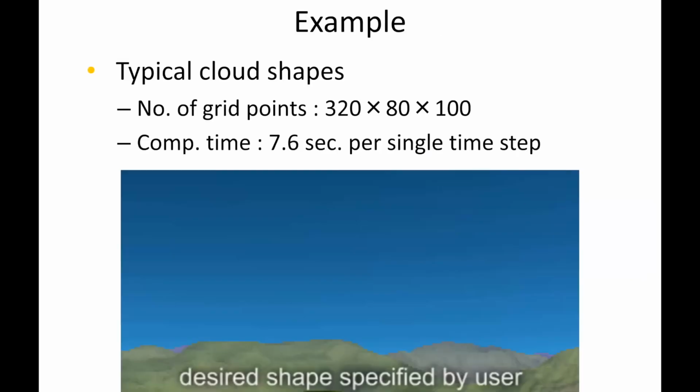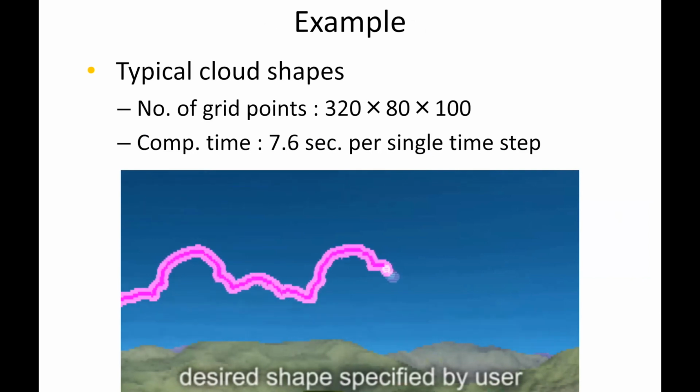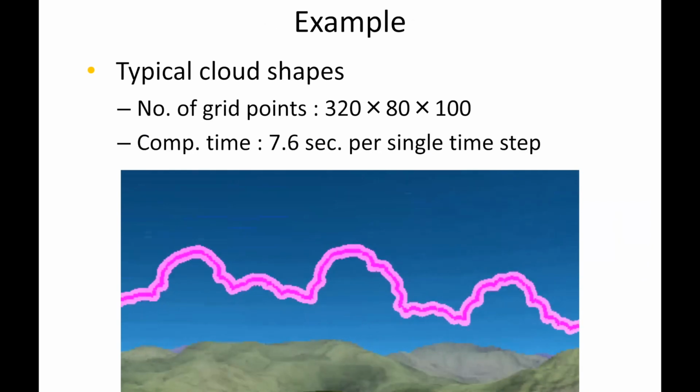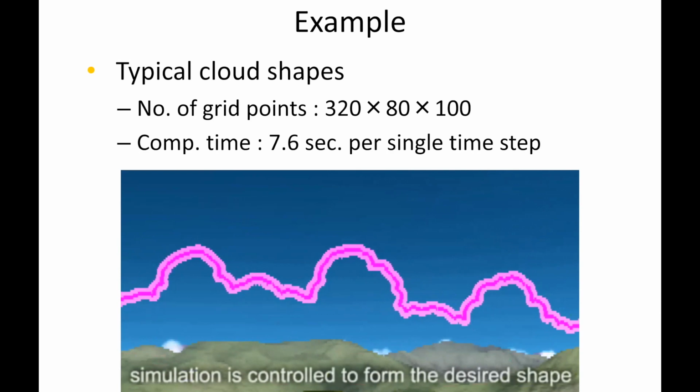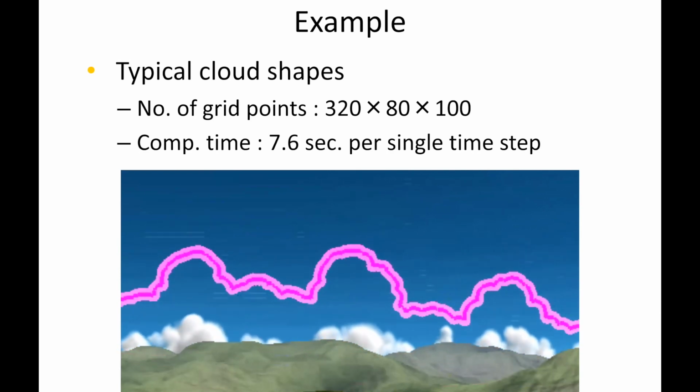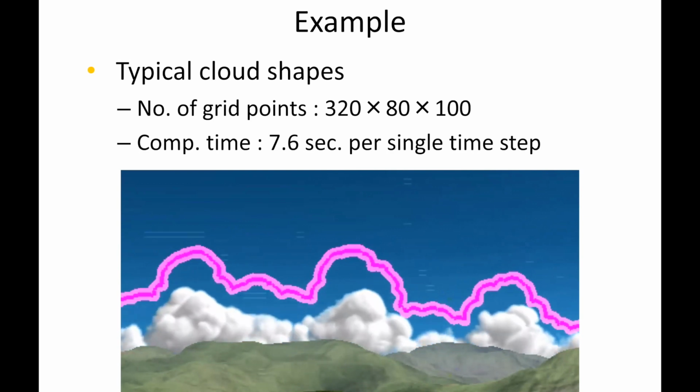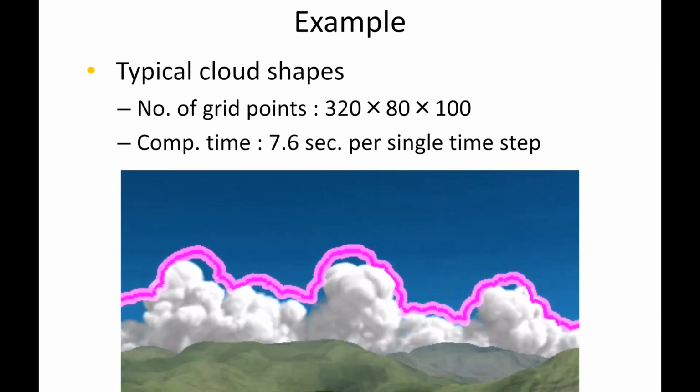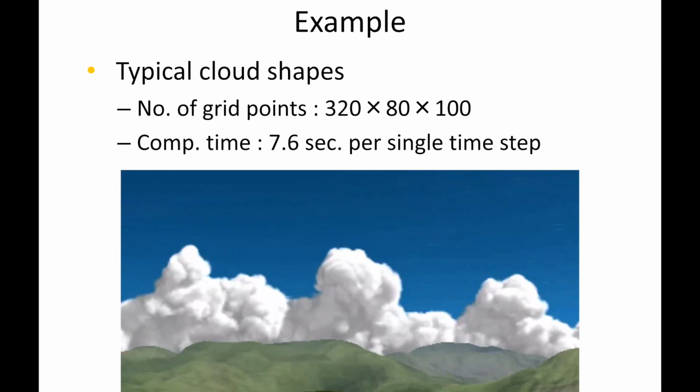Okay, now let me show you some more practical examples. In this case, we try to generate typical cloud shapes that are often observed on a hot summer day, like this one. This is a target shape specified by the user. And now the simulation is controlled. And finally, the target shape of the clouds is formed.